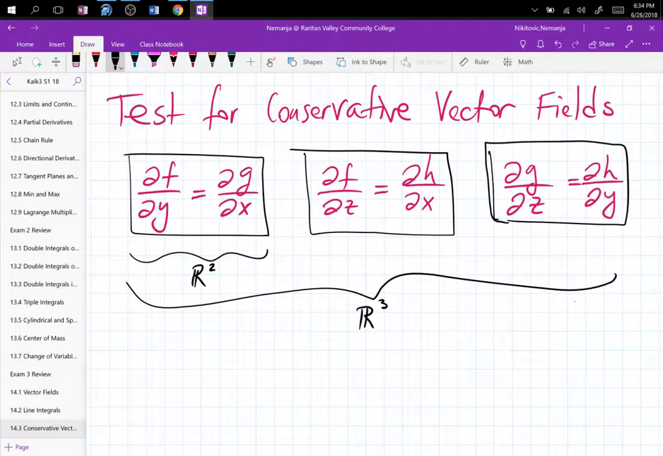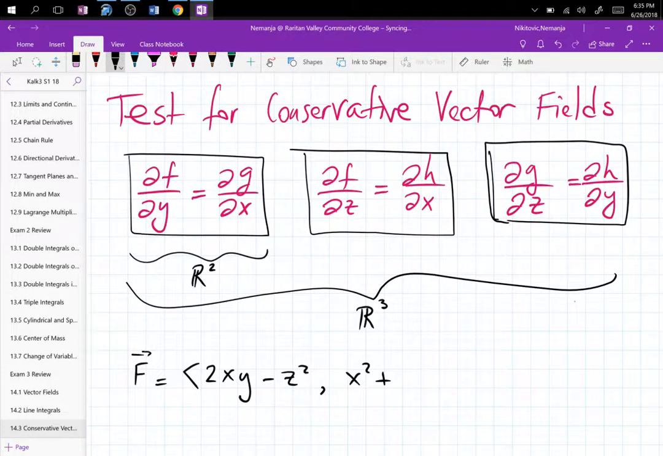All right, so let's test conservation. So say your vector field is given by 2xy minus z squared, comma, x squared plus 2z, comma, 2y minus 2xz.